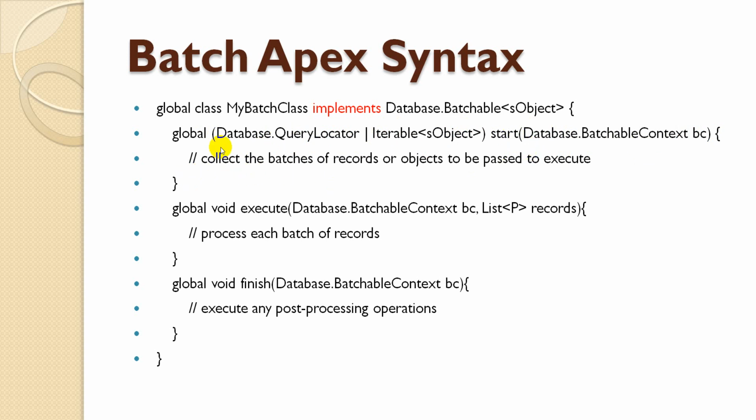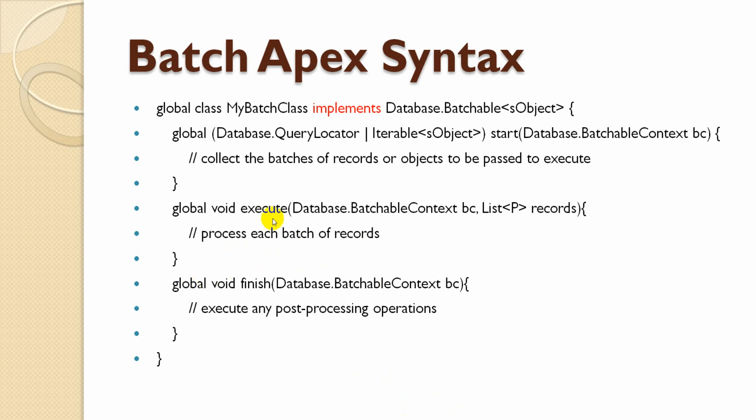So what is the start method used for? Collect the batch of records or objects to be passed to the execute. After the start method, the records or job comes to the execute. This is the main part. So global void execute. As you can see, here we have void, otherwise it must return something. Global void execute, Database.BatchableContext, and then we have the list of records here. This is the main part, which processes each batch of records.